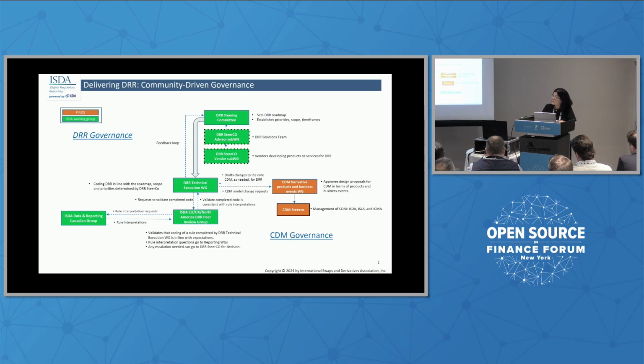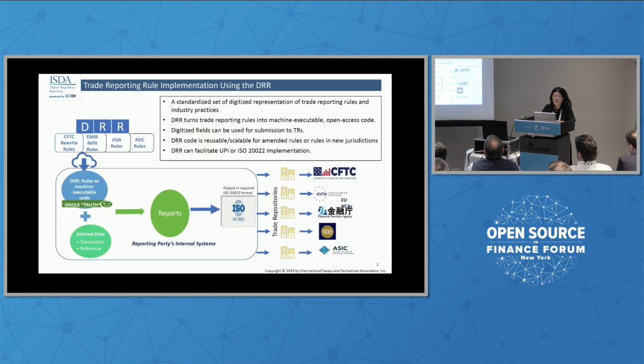So what is DRR? DRR is an industry mutualized initiative which uses ISDA's robust framework of working groups to agree interpretations of trade reporting rules and form best practices. The DRR turns those trade reporting rules and best practices into machine executable code. So any firm that is adopting that code will be reporting consistent with the industry interpretations of that set of trade reporting rules.